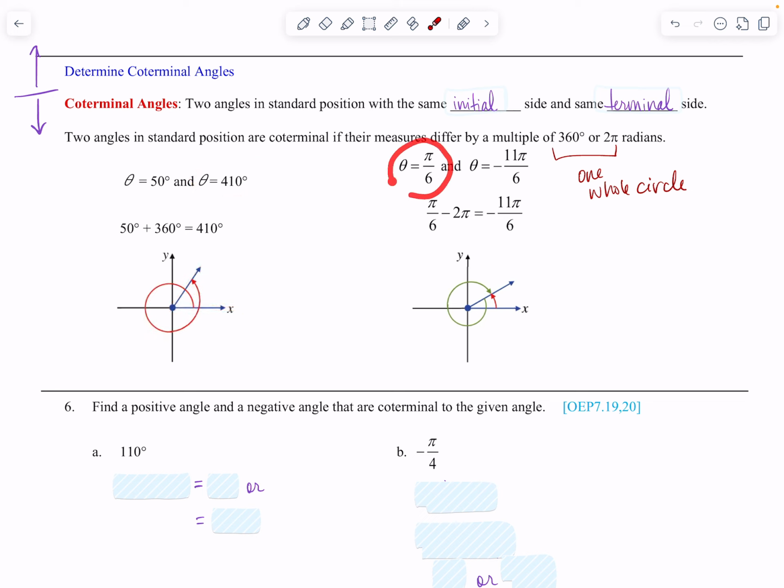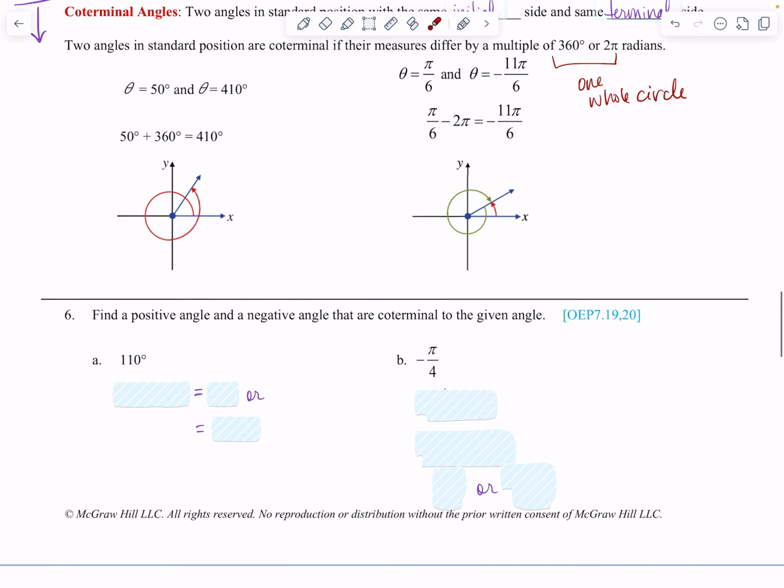Same thing over here. If I have my theta at pi over 6, and if I decided to go in the negative direction, 11 pi over 6. Now, I want you to think about this. 11 pi over 6 is just short of 12 pi over 6, and 12 pi over 6 is equal to 2 pi. So we took pi over 6 and we subtracted, because this is negative, a whole entire circle and landed in the exact same spot.